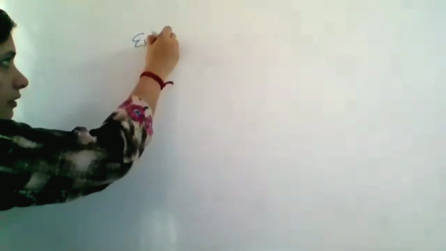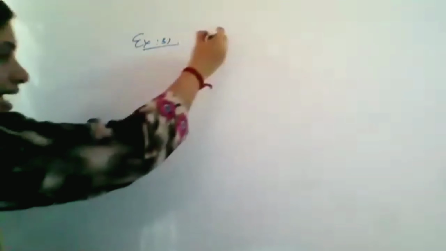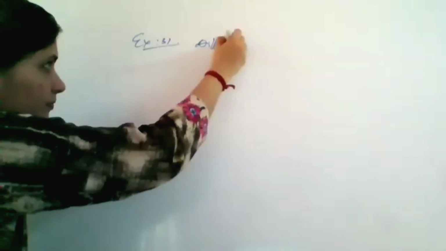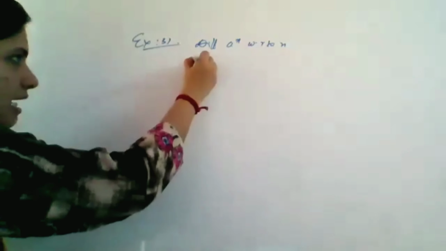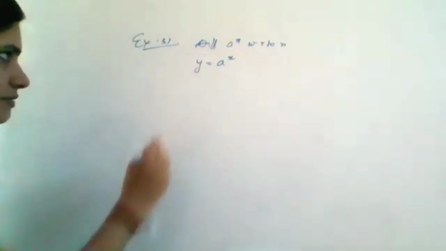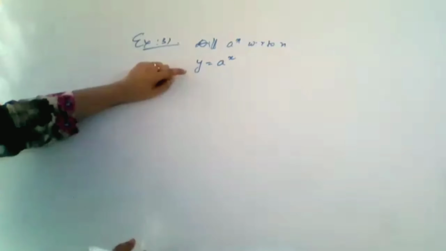Example 31. Question is, differentiate a raised to x with respect to x. Here a is a positive constant. So first we will start with, let the question be taken as y equal to a raised to x. What is the first procedure? You have to take log on both sides.